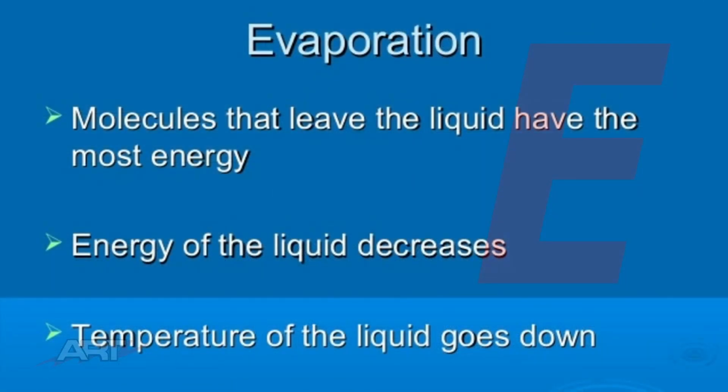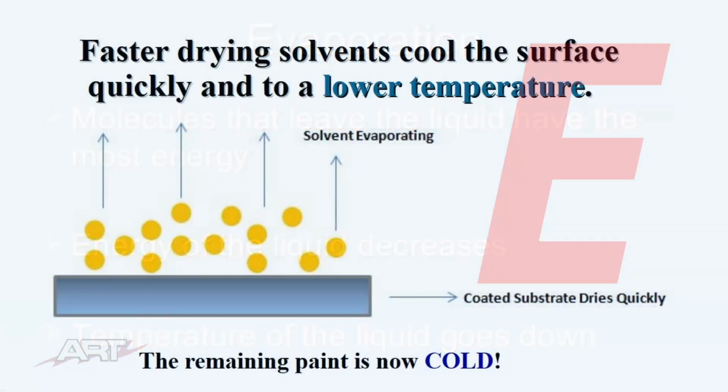So for any liquid, including our paint, molecules that leave the liquid have the most energy. So they're taking energy with them. And because of the law of the conservation of mass and energy, the net energy of the remaining liquid decreases, meaning the temperature of that liquid goes down. Faster drying solvents cool the surface quickly and to a lower temperature. So the faster the evaporation, the lower the temperature.